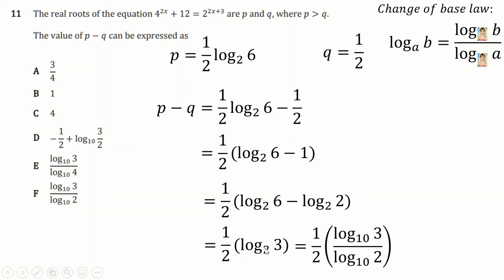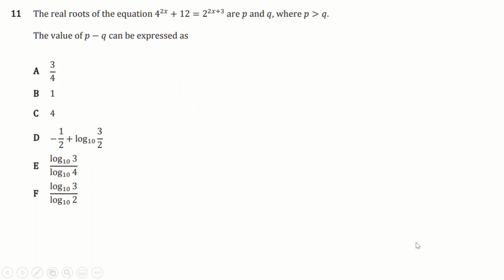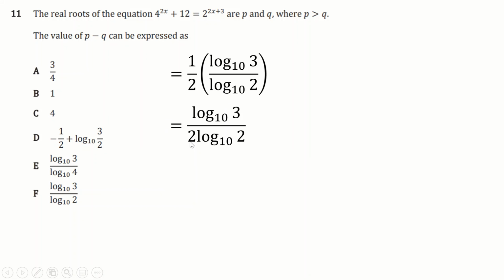So here I'm going to say this is log to base 10 of 3, log to base 10 of 2, with the half outside. Then I can expand the half back in, and then I can use the power law to put this 2 up as a power up here. And then, of course, 2 squared is 4, and I eventually end up with this.